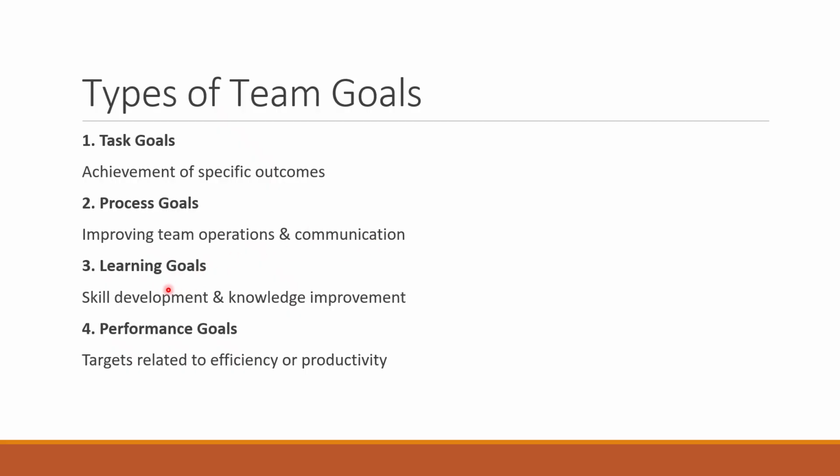Then there is the learning goal. These focus on improving skills and knowledge. For example, team members may learn new software or attend a new training program. Then the last type of team goal is performance goals. These are related to productivity and efficiency, like increasing the monthly sales by 15%. Understanding these types of goals helps the team create a balanced plan for improvement and, of course, the success of the organization's goal achievement.